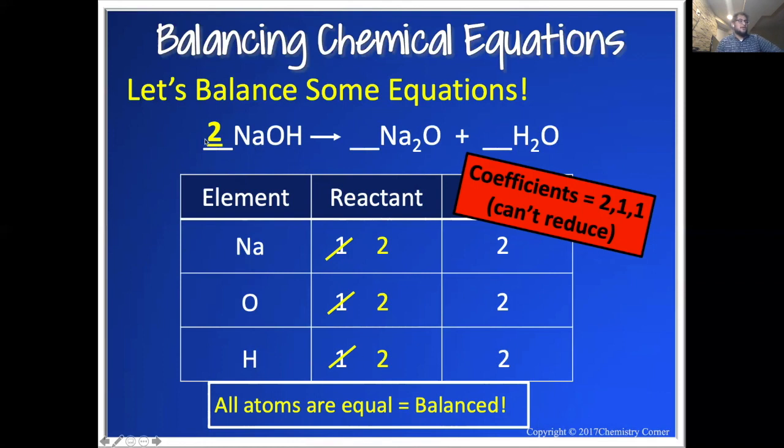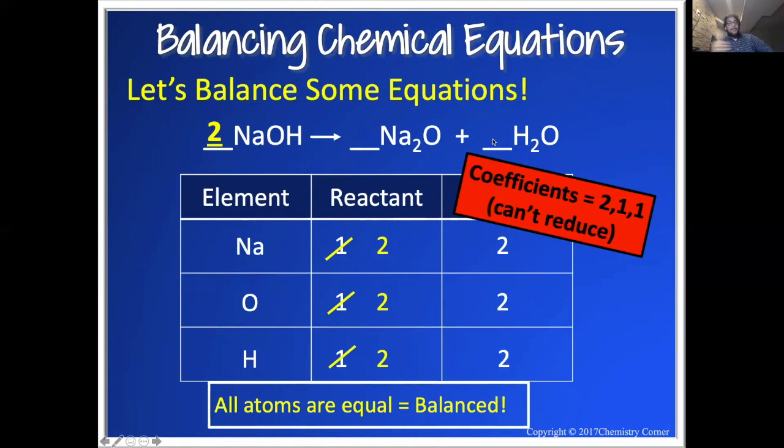Okay, so 2 times 1, 2 times 1, and 2 times 1. And that gives me, okay, 2 Nas, 2 Os, and 2 Hs. That gives me equal amounts for each element on both sides of the equation. My coefficients then are 2, 1, and 1, right? So 2 in front of this one, a 1 here because there's nothing there, so it's just 1. And then same thing here, there's nothing there, so it's just a coefficient of 1.